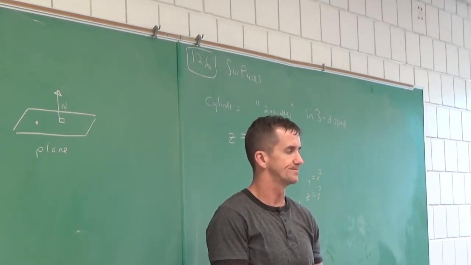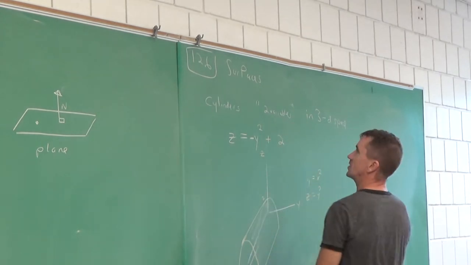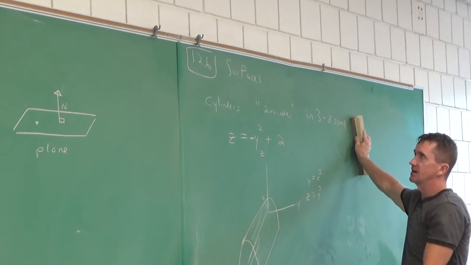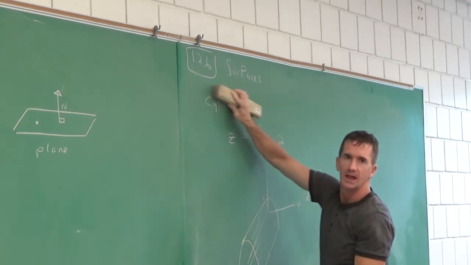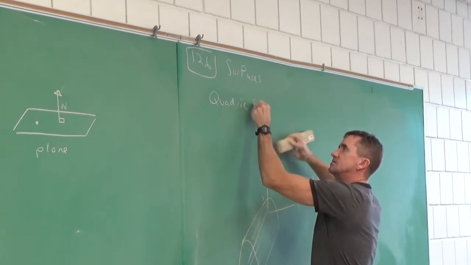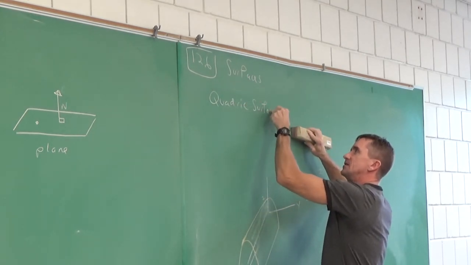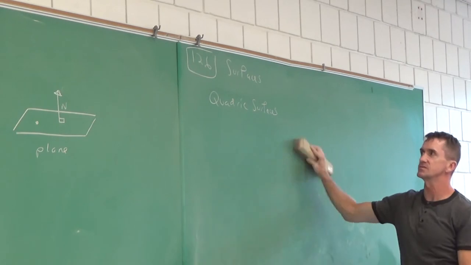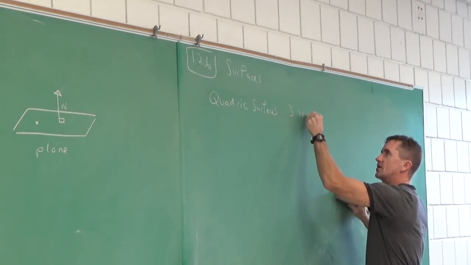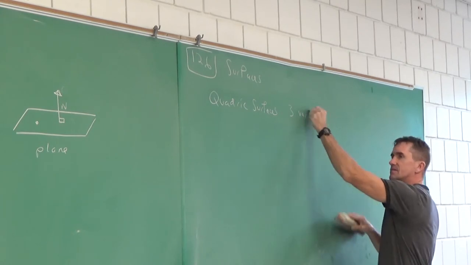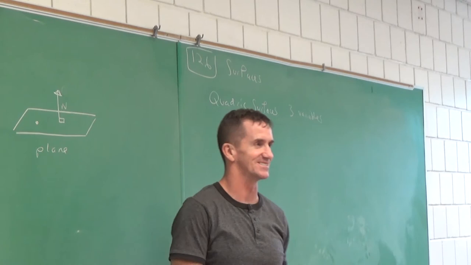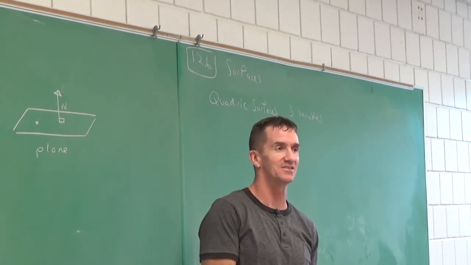All right, what's next? The last stuff we're doing are quadratic surfaces. These were called what? Cylinders. How many letters did cylinders have? Two. Last thing, quadratic surfaces. And we actually have enough time to do this. Quadratic surfaces, how many letters? Three variables. They will always have three letters. That's the way you know it's not a cylinder.